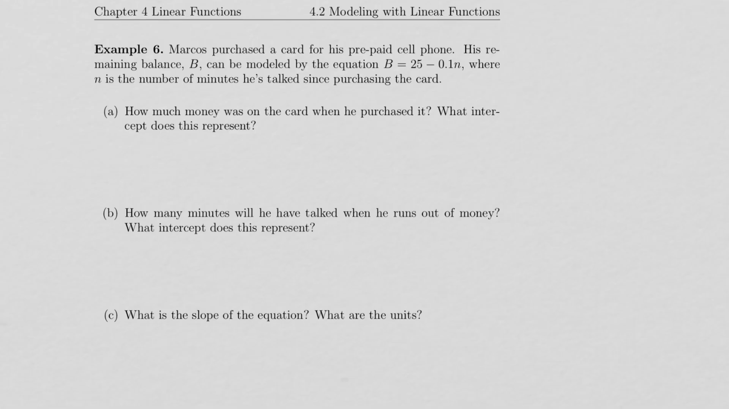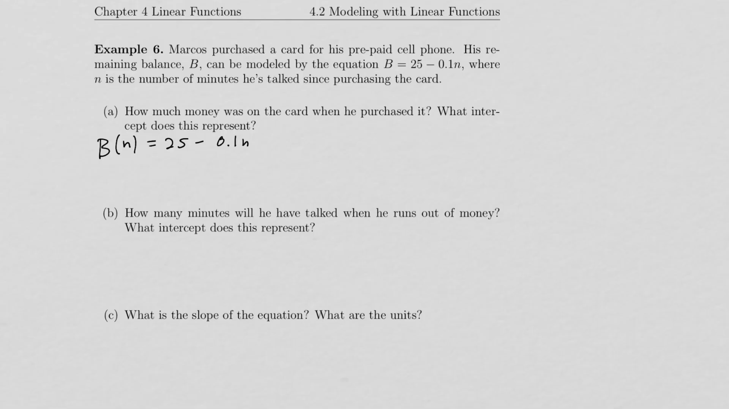Okay, so in this question we're told, Marcos purchased a card for his prepaid cell phone. His remaining balance B can be modeled by the equation B equals 25 minus 0.1n, where n is the number of minutes he's talked since purchasing the card. Basically we're given the model up front. So we have B, and really it's a function of n in this case, equal to 25 minus 0.1n.